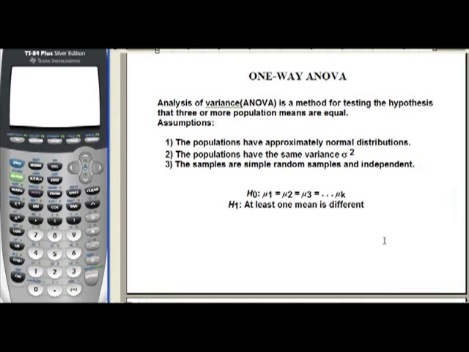You have to make a couple of assumptions. The populations have to have normal distribution, and they have to have the same variance, and the samples have to be simple random samples. So you set your H null and H1 this way. H null meaning all the population means are the same. H1 meaning one mean can be different.